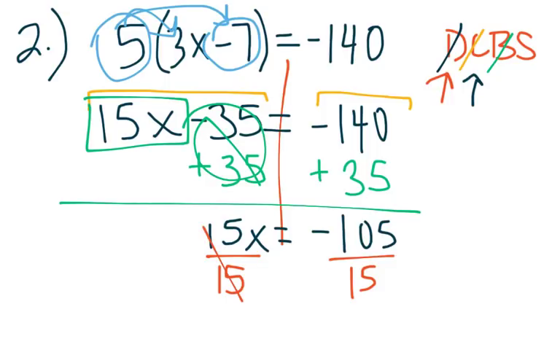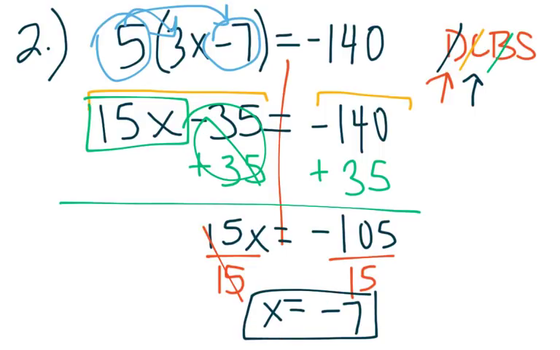Those cancel, and we're left with x equals, it's going to be a negative number. So let's see what you get when you do negative 105 divided by 15. Should give you negative 7. So we would say our answer is x equals negative 7. And I always recommend plug that back into the original equation and make sure that that actually works.